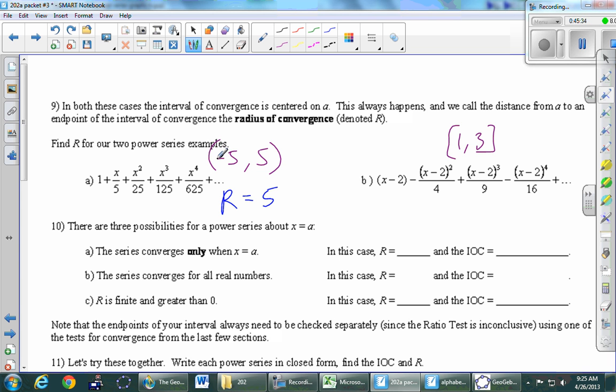It makes no difference whether the endpoints are included or not. And then how far is the end of this 1 to 3 from the center? It's 1. That's the radius. From the center at 2, you go 1 in either direction. Questions on the radius? And on the project, I'm going to ask you to find the intervals of convergence and the radius of convergence.